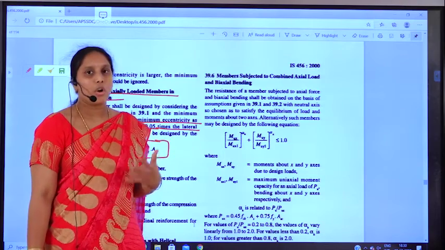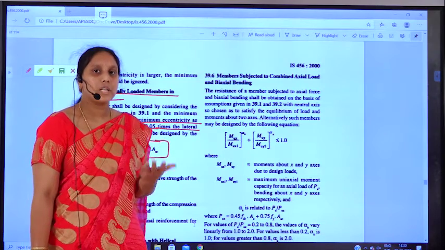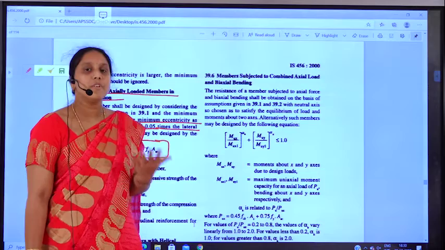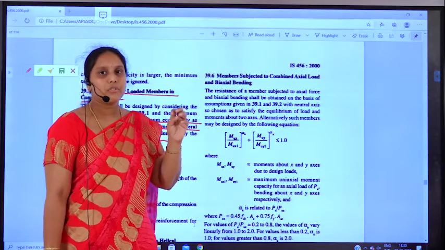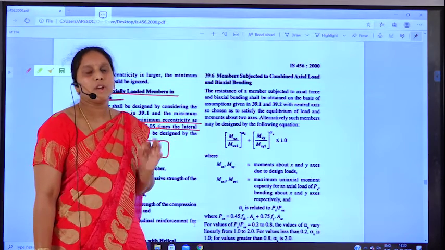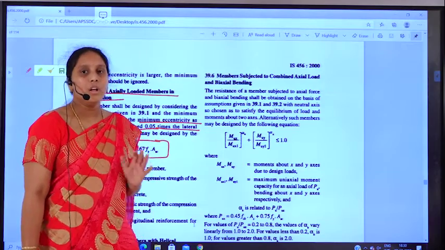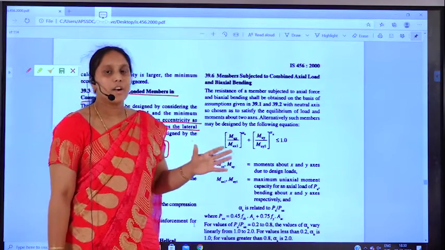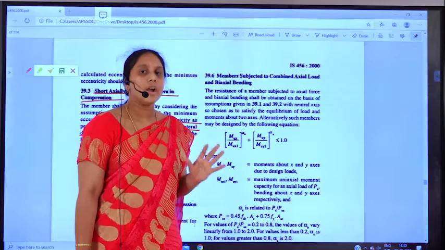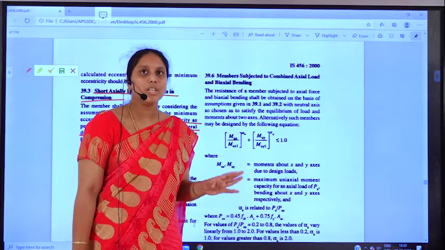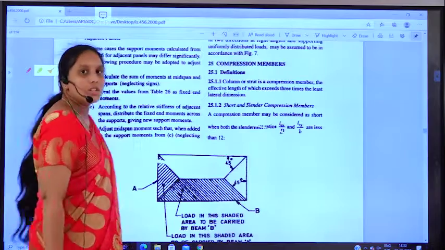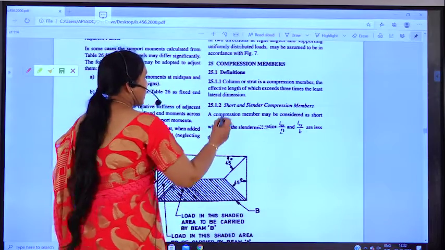Before designing, suppose the question says design a column, and it is not mentioned whether it is a short or a long column, which is also called a slender column. Then first we have to find out the slenderness ratio, and from that we find out whether it is a short column or a long column. So we will see how to find out the slenderness ratio and in which clause it is given.